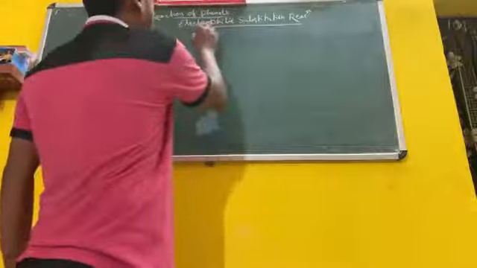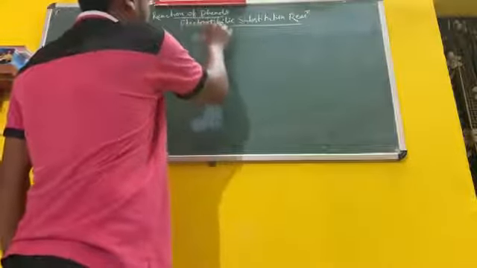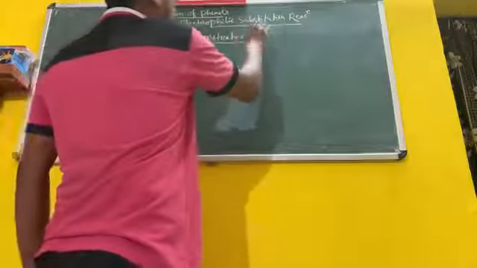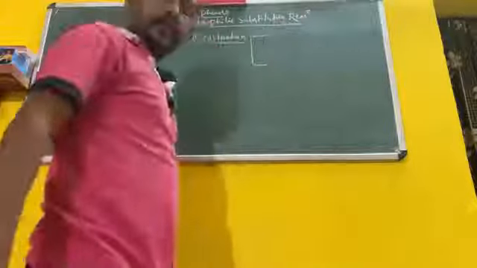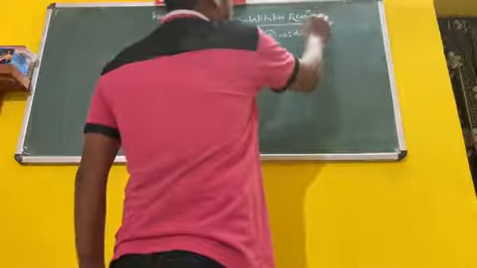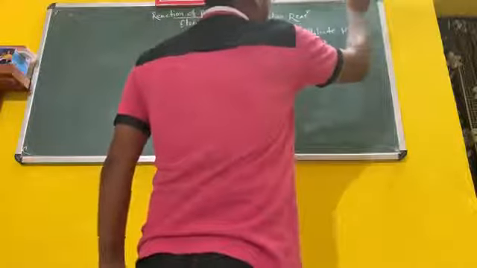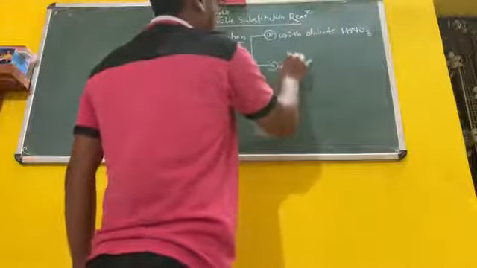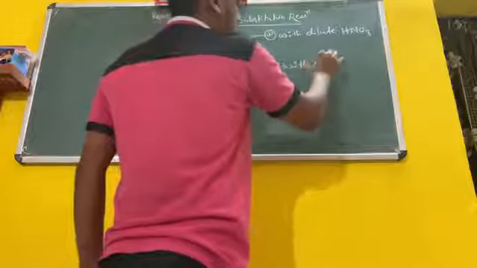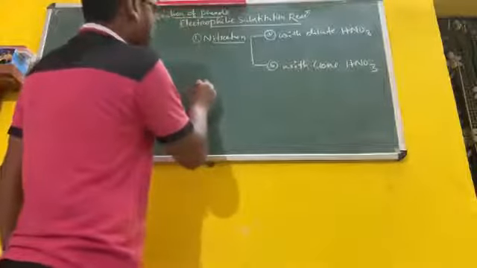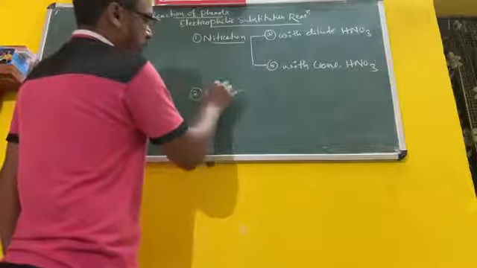First is nitration, which is done two times: first with dilute HNO3, and second with concentrated HNO3, that is, concentrated nitric acid. Then the second one is halogenation.